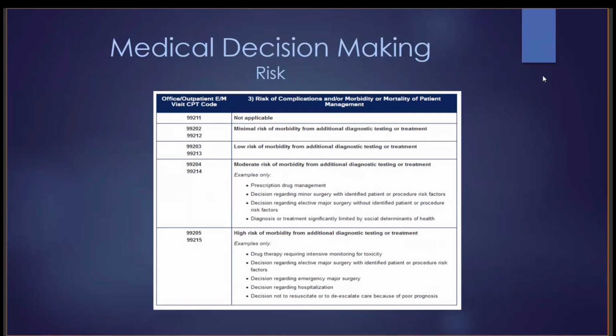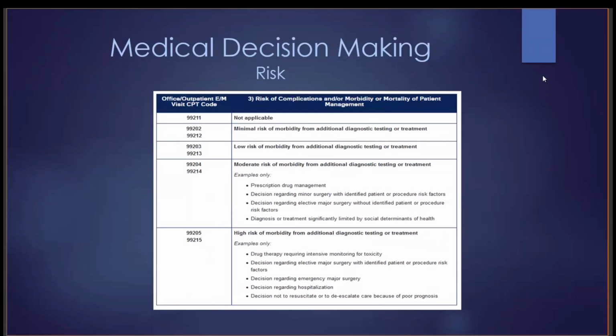And the same with level 5. They did give some examples: drug therapy requiring intensive monitoring for toxicity. So that might be something like chemotherapy. We would consider that under a level 5. Decision regarding emergency major surgery. Decision regarding hospitalization. That's where we would talk about sending the patient to the ER. This is no longer something that you can treat in your office and you need to escalate care. We would count that under a decision regarding hospitalization. It does not mean that you're having the patient admitted. It means that you're escalating the care of the patient beyond what you can provide in your office.